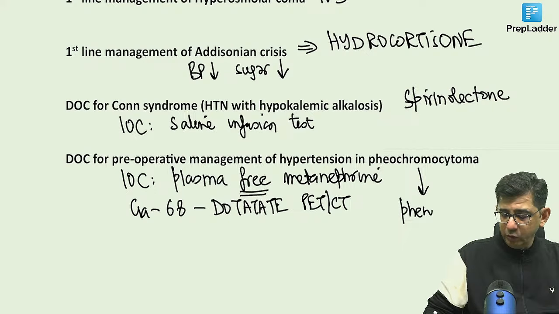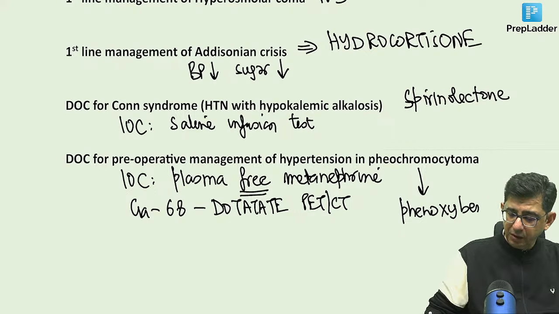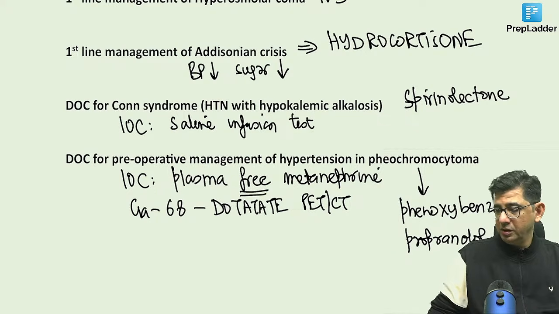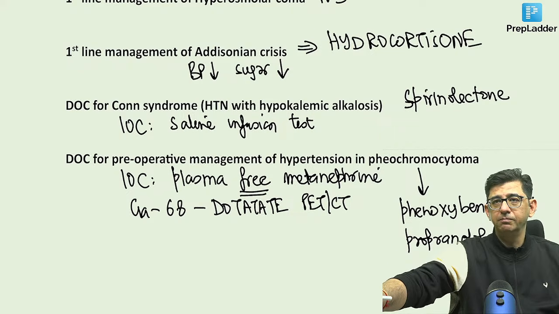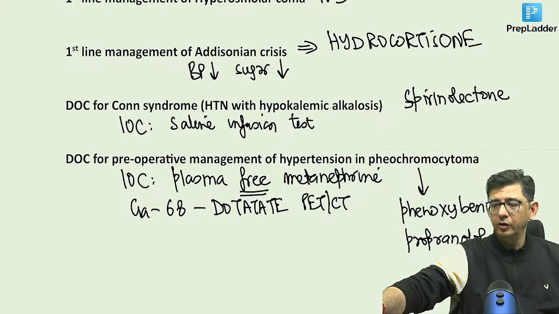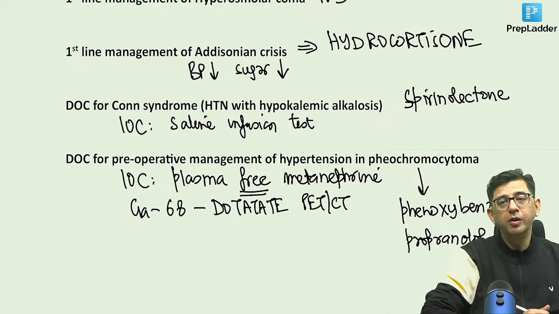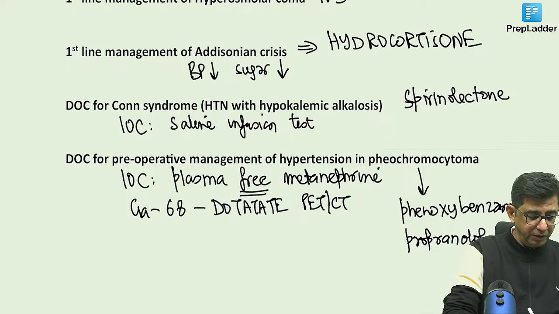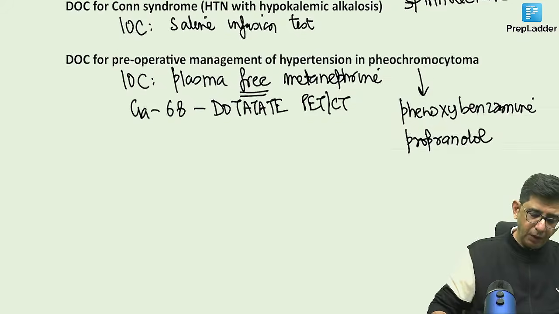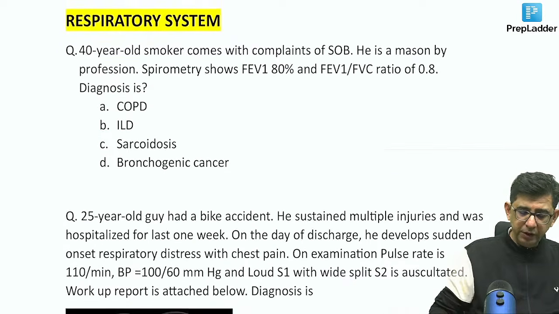The drug we'll be using in this patient is phenoxybenzamine. The second drug, after phenoxybenzamine, would be propranolol. As you are familiar, the algorithm for management of these patients is alpha blocker plus beta blocker, and not beta plus alpha. PET CT is a good answer there. Cool. Moving to the next one.